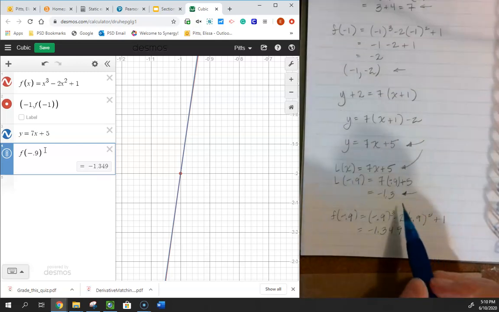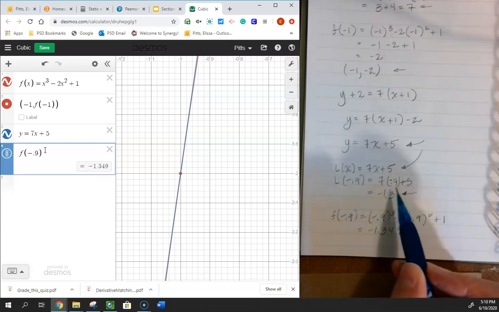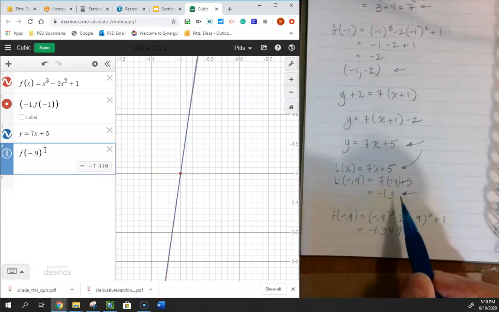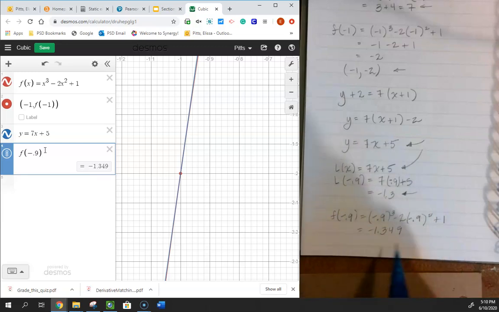And so you can see that these are pretty close, and depending on what you're working on, maybe they're close enough, maybe they're not close enough. It would depend on the context that you're working in. But this is the linear approximation, and this is the exact value of the function at that x value.